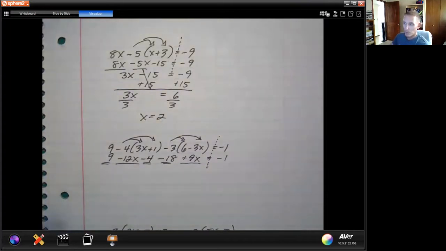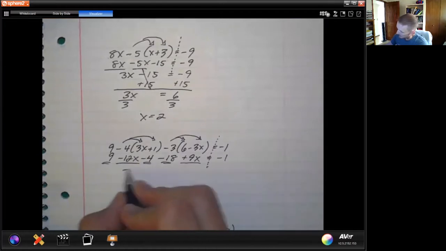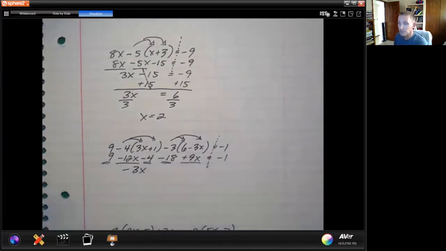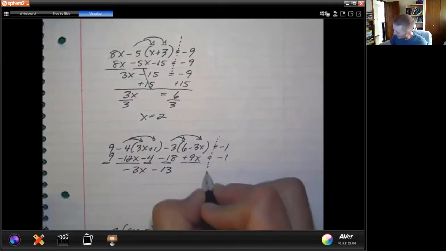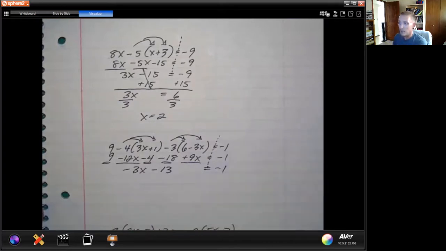Integer rules are super important here. A -12x and a positive 9x is going to make -3x. 9 and -4 and -18 will all combine. Remember, I am not going to include the -1 because it's on the other side of my barrier. Well, 9 and -4 is 5. 5 and -18 is going to make -13. Bring down the equals, bring down the -1.